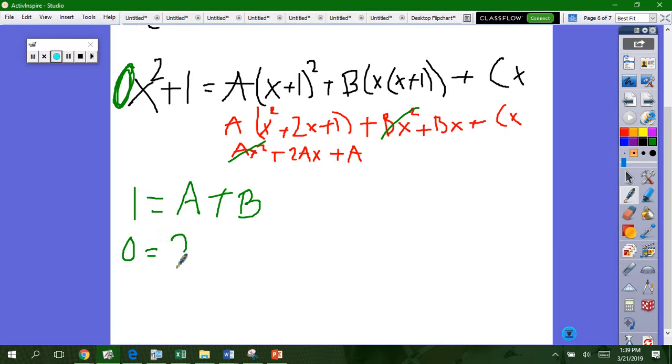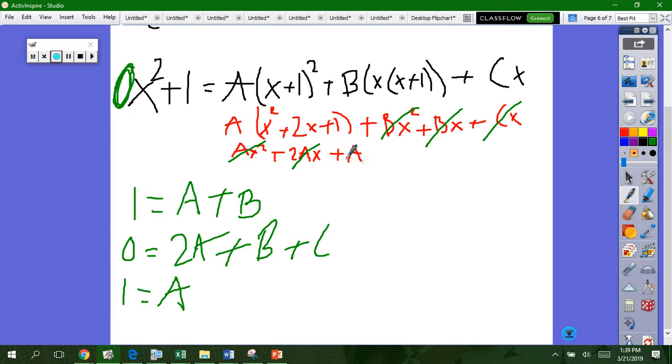Okay. So notice I have 2a in front of the x. I also have a b in front of the x. And I also have a c in front of the x. So therefore, 2a plus b plus c should equal 0, shouldn't it? Okay. Do I have anything else left? 1 should equal who? Just a, because he's the only one that's a regular coefficient, isn't he? Well, that just saved some time, didn't it? Because what's a? A is 1. Which means b is 0.